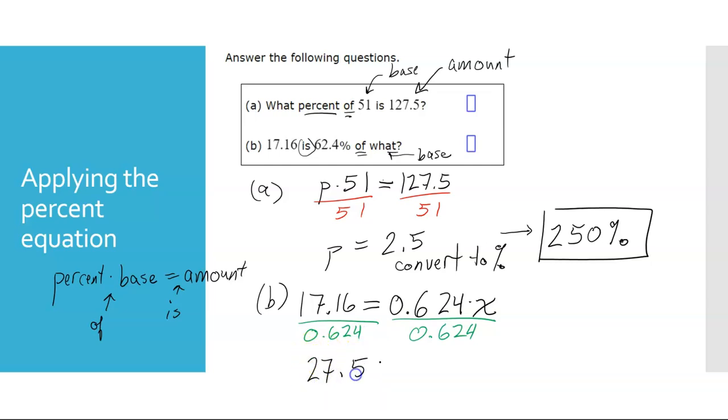And we end up with a final answer of 27.5 equals X. So the base is 27.5. Again, this should intuitively feel like about the right answer because I'm taking more than half of almost 30 and it equals a little bit more than 15. So all of these numbers seem appropriate.